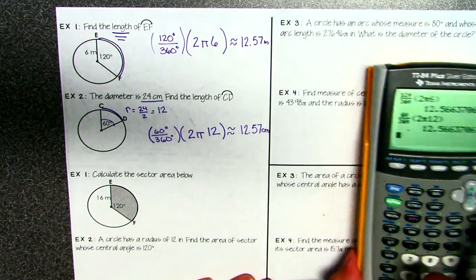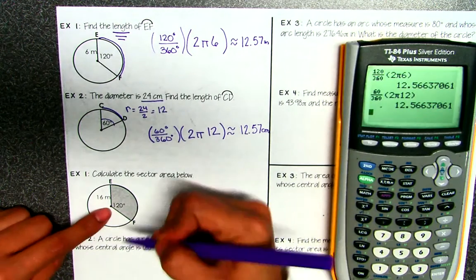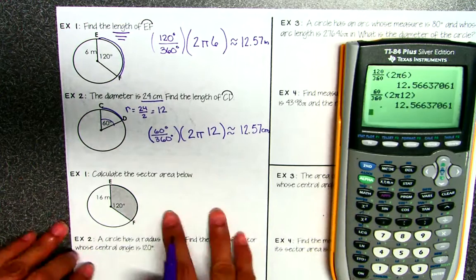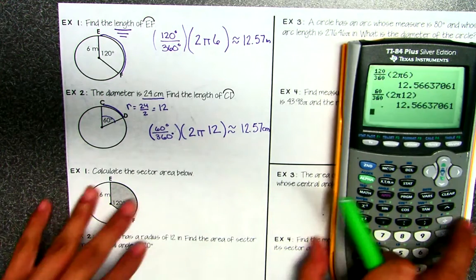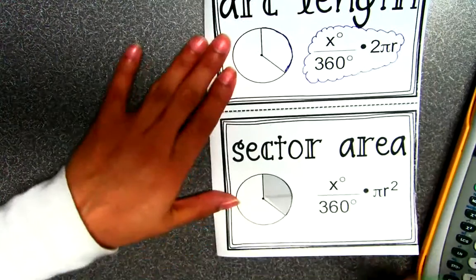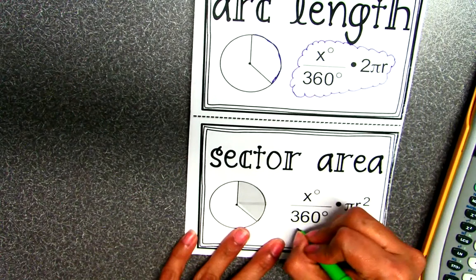Okay, and we're doing the same thing for area, sector area, but then when you see it shaded, I'm going to use a different formula, okay? When you see it shaded, you're going to go over here. And now we're going to use this one with the area of a circle, which is pi r squared.